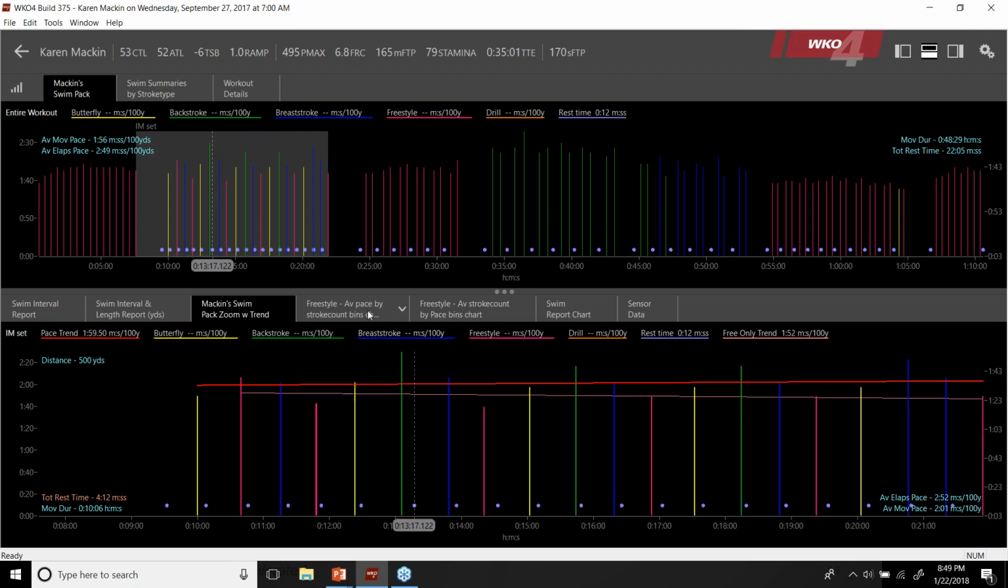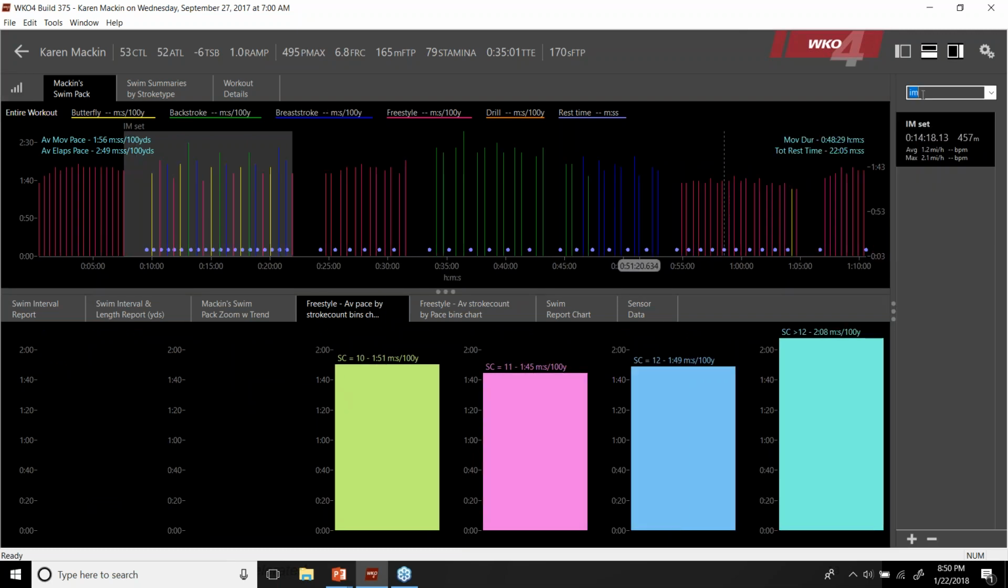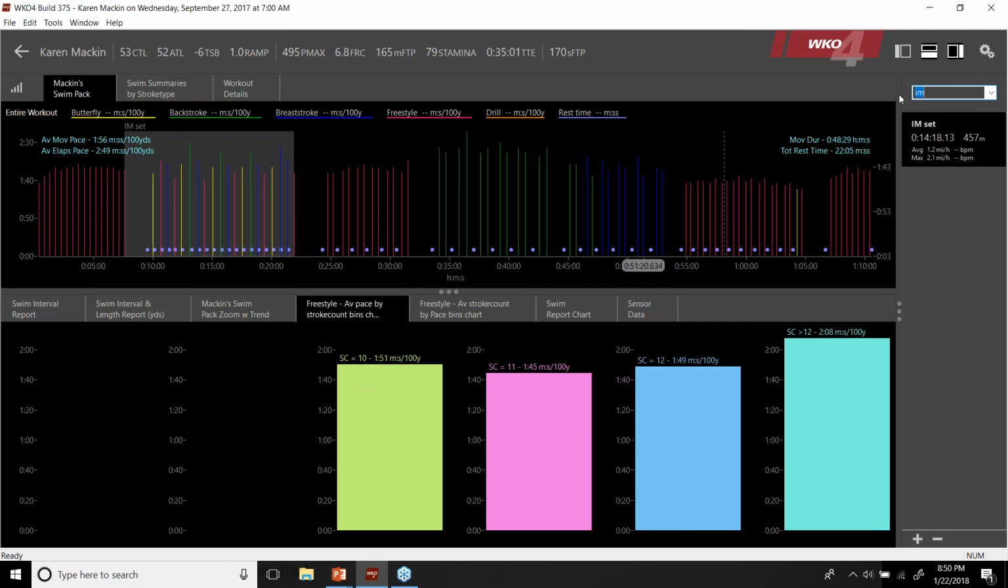All right, so here's a couple of other charts that I think are, again, I broke these out by, actually, let's look at the entire workout for this. Not the IM set. We'll go to the entire.